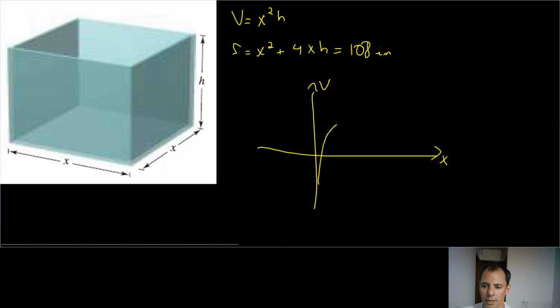Volume cannot be negative, okay? So we're going to have something like that. Well, volume can never be 0 either, so it approaches 0. So it'll be kind of something like this. I don't know exactly, okay? So at some optimal value of x in here, you're going to have the maximum volume.